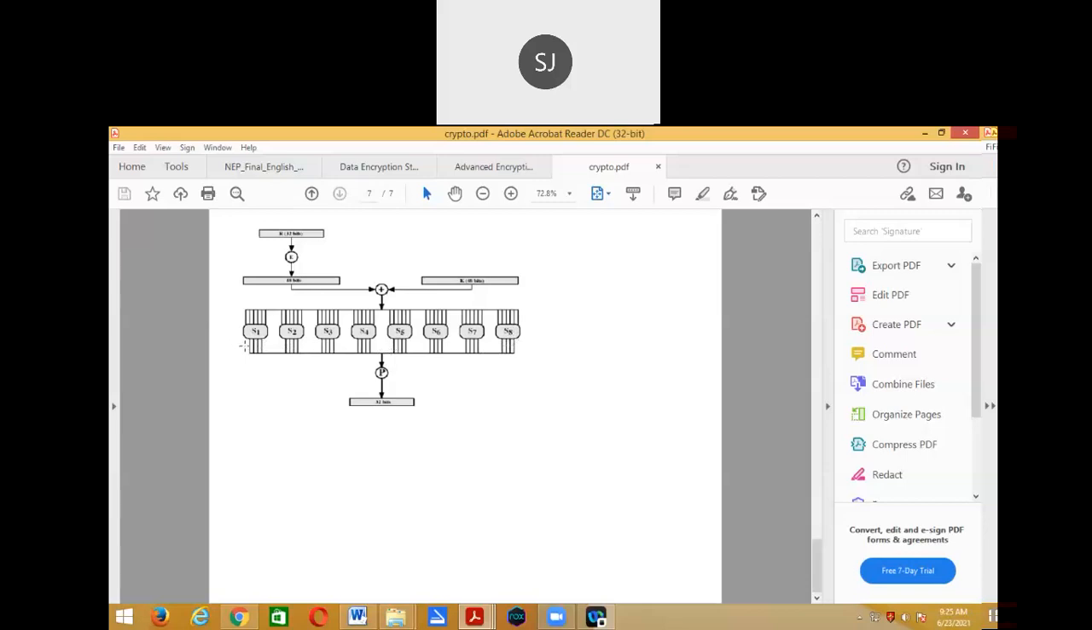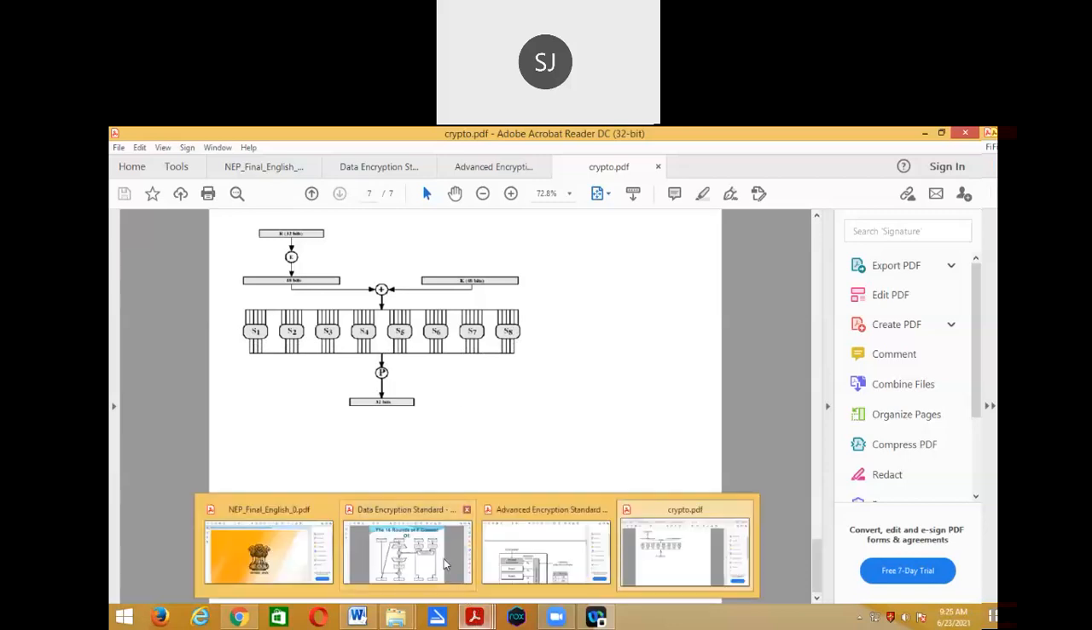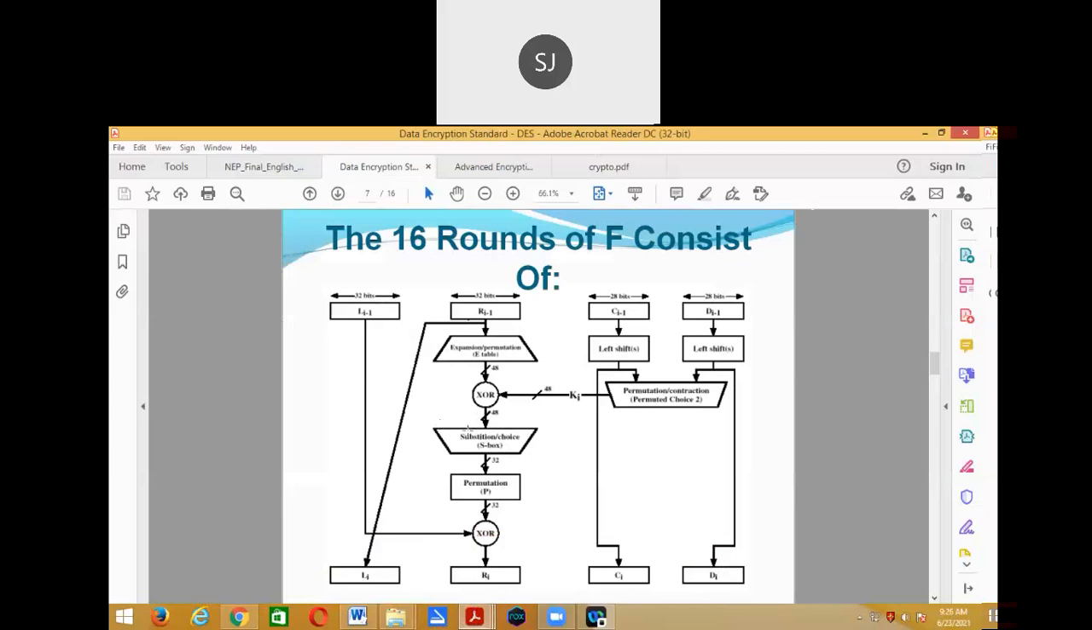There are 8 S boxes, so a 4-bit output from each S box gives you a 32-bit output. I think you followed it. So this is the S box, the substitution box: 48-bit input, 32-bit output. Then it is again subjected to some permutation.